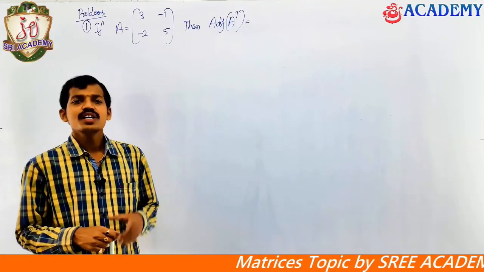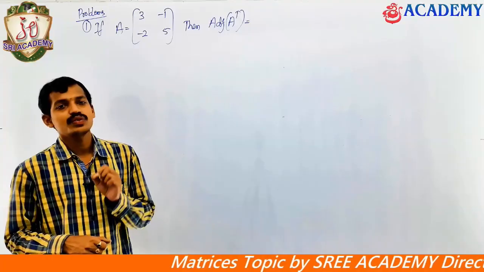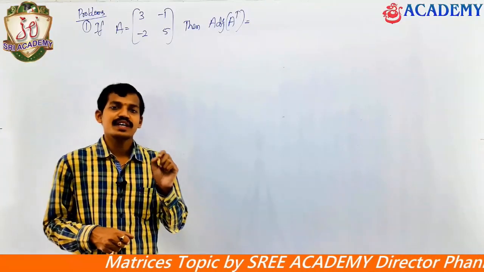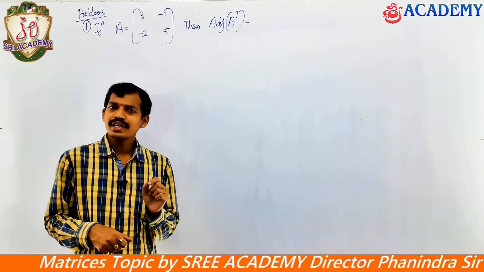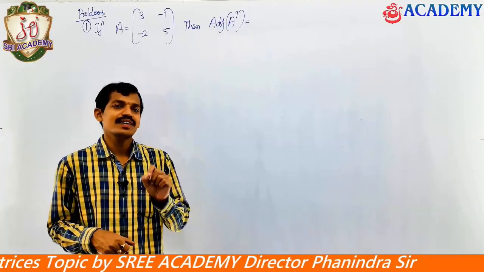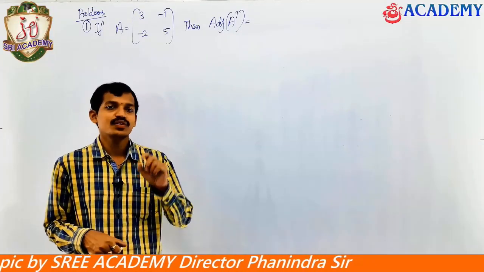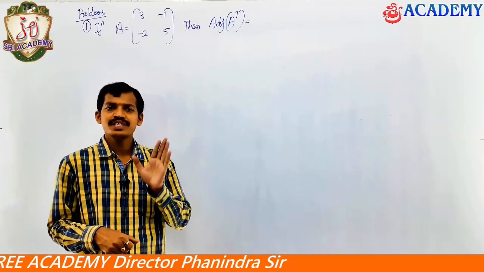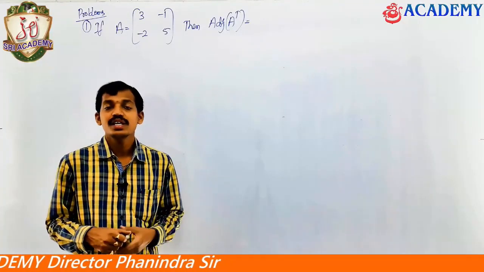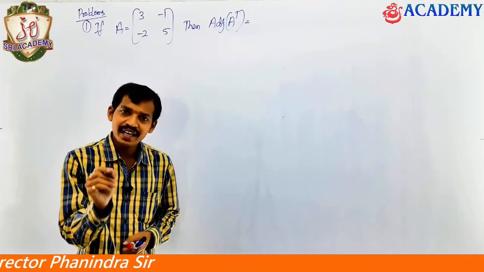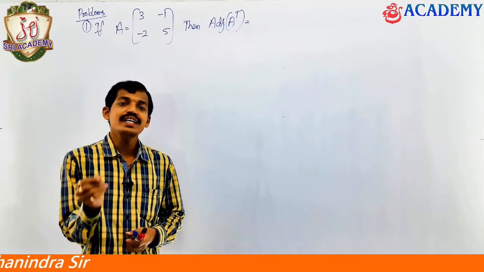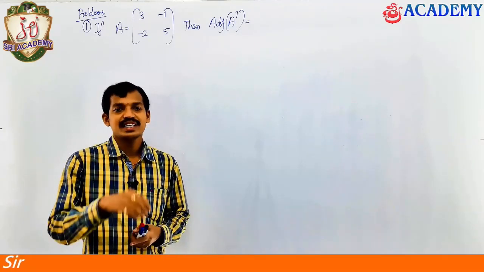Then after, you have to find the adjoint matrix. To find the adjoint matrix, you have to find the cofactor matrix. Cofactor matrix is nothing but replacing each and every element with their cofactors, then you will get the cofactor matrix. After transposing the cofactor matrix, you will get the adjoint matrix. That means to find the adjoint matrix, we require each and every element's cofactor in a matrix.